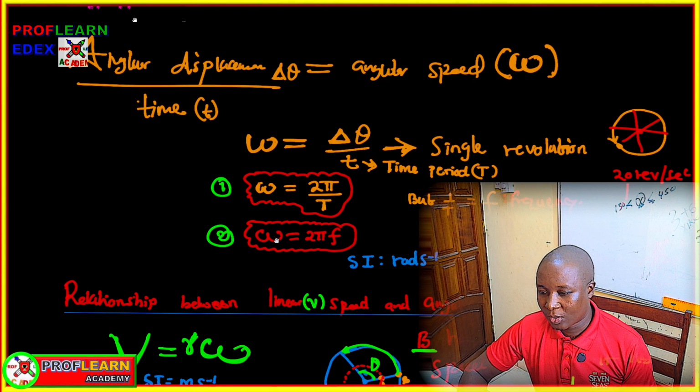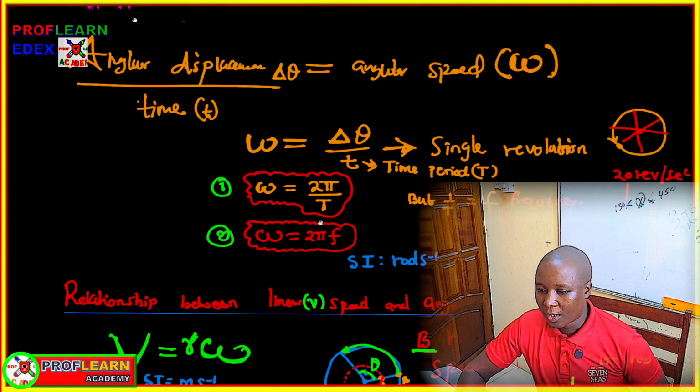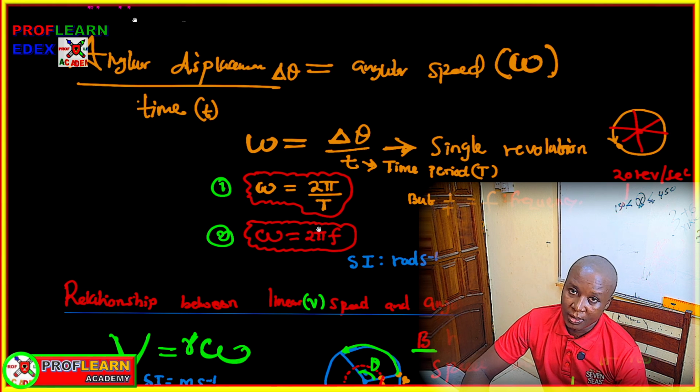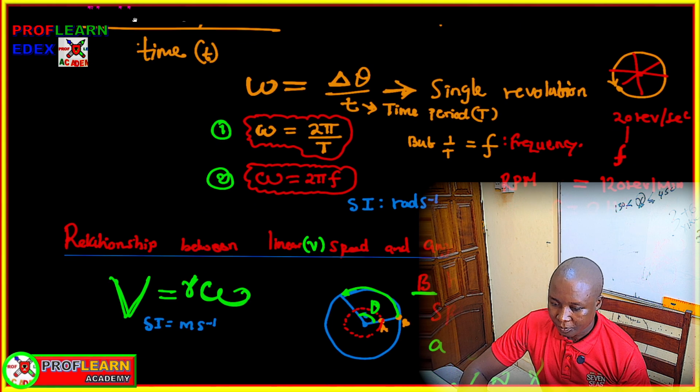Then if you take 2 pi divided by the time taken, that is going to give us the angular speed. In that case, we can also say angular speed is equal to 2 pi f, because 1 over T is equal to f. Then we can say angular speed is given by 2 pi f.